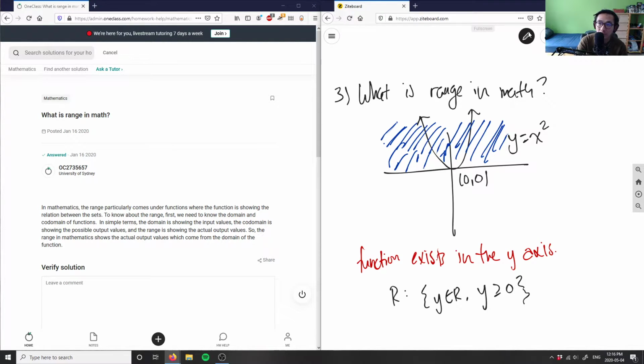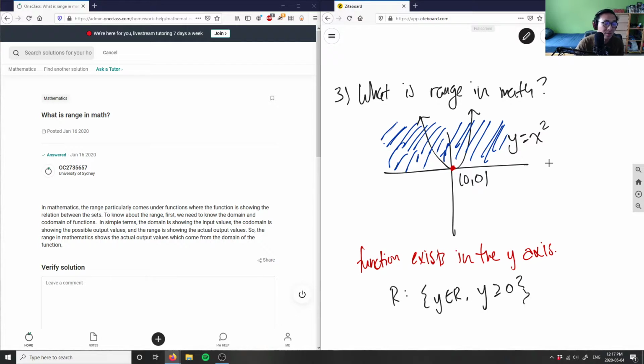The vertex of my parabola here is (0, 0), right? So it does exist. It has a defined value at 0, but it only has defined values if it is greater than 0. My function does not exist below 0 in terms of the y-axis. And you can prove that with algebra, right? Every time I square a number, it will not give me a negative number.